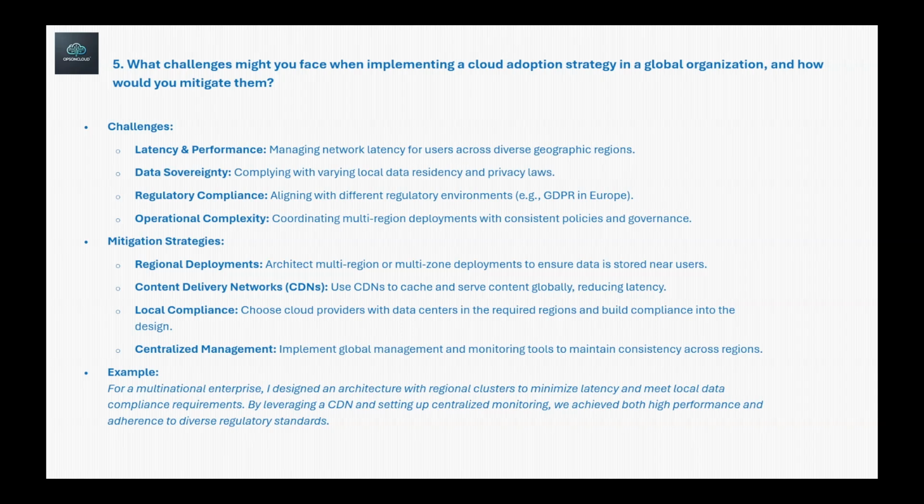Regulatory compliance, aligning with different regulatory environments. For example, GDPR in Europe. Operational complexity, coordinating multi-region deployments with consistent policies and governance.